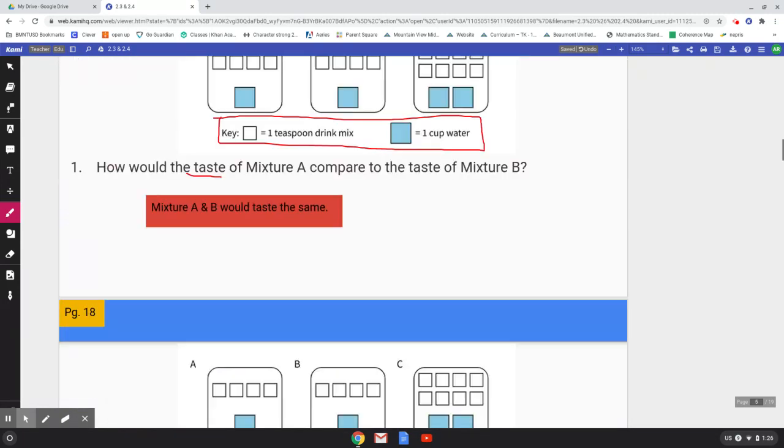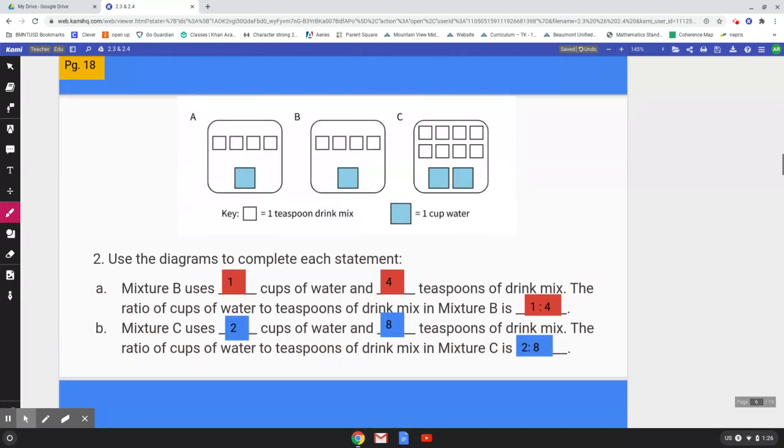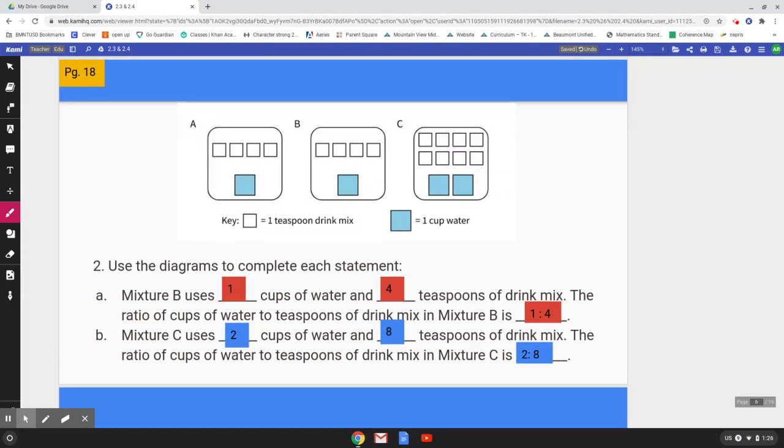All right. So we were on 17. Now you're on page 18 and we're doing number 2. It says, use the diagrams to complete the statement. Mixture B, that's here, uses 1 cup of water and 4 teaspoons of drink mix. So you're going to write a 1 and a 4. The ratio of cups of water to teaspoons of drink mix would be 1 to 4. Now that 1 to 4 is what we talked about last class. Notice how the water is first and the drink mix is second. That is how our numbers work on the right.